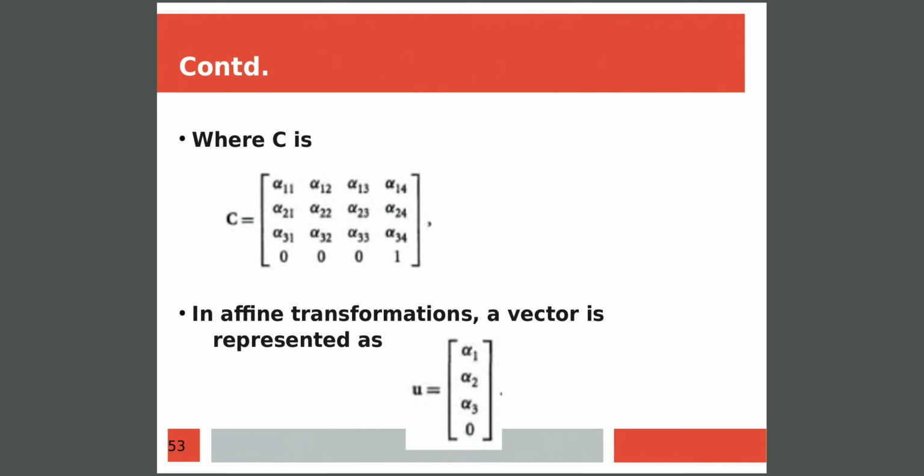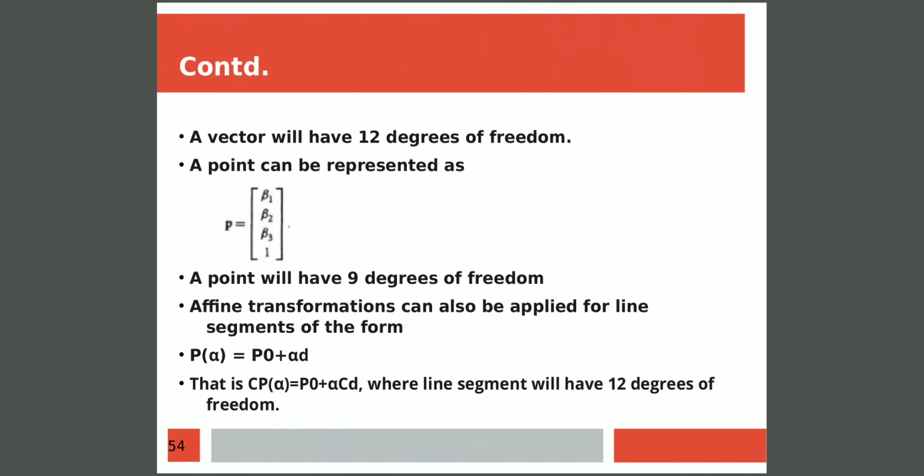C can be represented as scalar values alpha 1 1, alpha 1 2 up to alpha 3 4, and the last row represents the origin. Then in affine transformations, a vector will be represented as, for example, if we consider a vector U, U can be represented as alpha 1, alpha 2, alpha 3, 0 in a column matrix. Then a vector will have 12 degrees of freedom in a transformation operation.